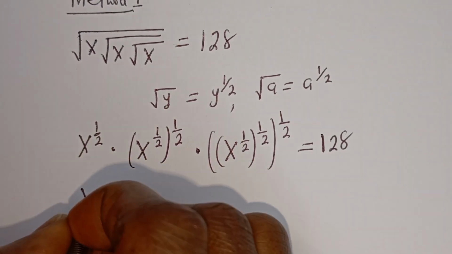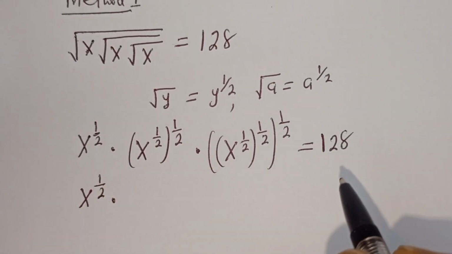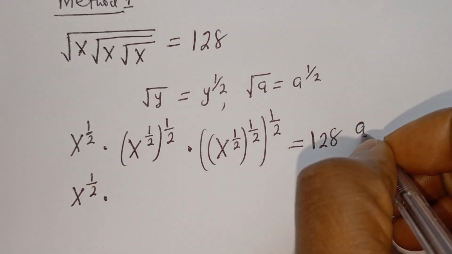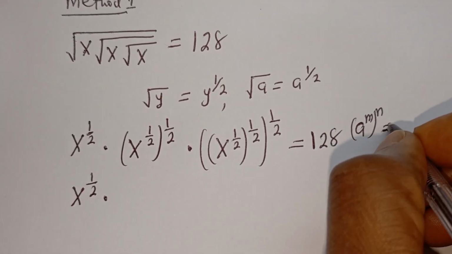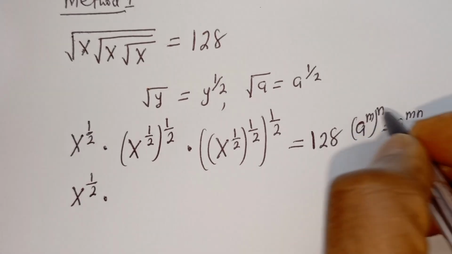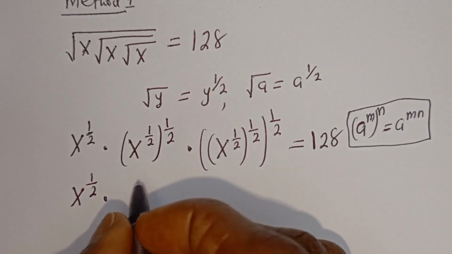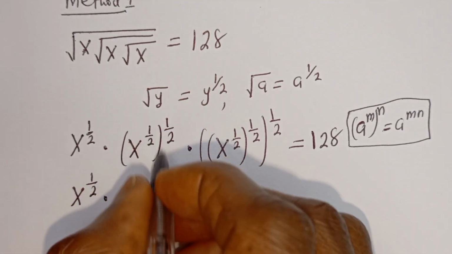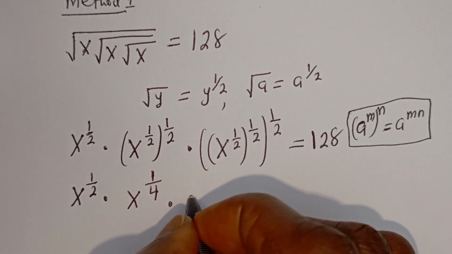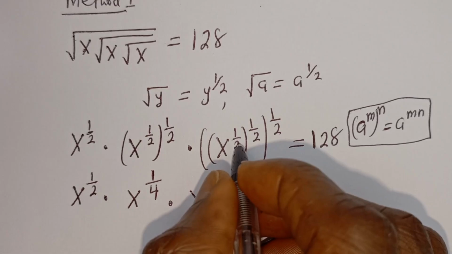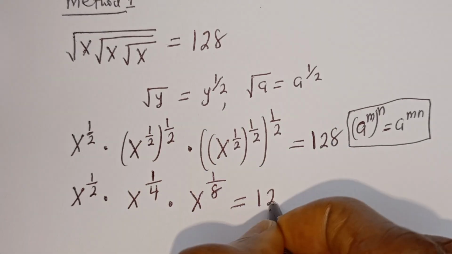Then this is s to the power of 1 over 2 multiplied by, take note of this: if you have a to the power of m to the power of n, this is equal to a to the power of mn. So this can be written as s to the power of 1 over 2 times 2, that is 1 over 4, multiplied by s to the power of 1 over 2 times 2 times 2, that is 1 over 8, is equal to 128.